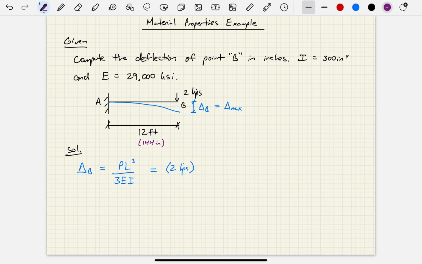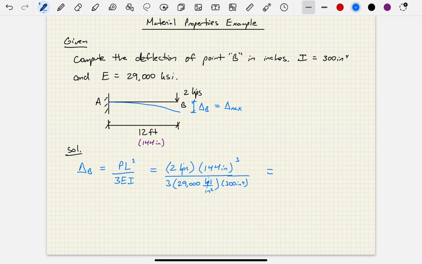Okay, now knowing that my L is 144 inches, that's what I put into my equation, 144 inches, and then I'm going to cube that, and then we're going to say that's divided by 3 times. Now, E is 29,000 kips per square inch. That's what a KSI means. Remember, I told you to put that in your back pocket. A KSI is a kips per square inch. And then don't forget I, that's 300 inches to the fourth, okay?